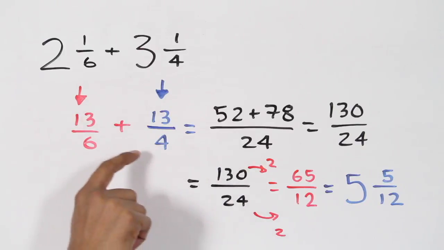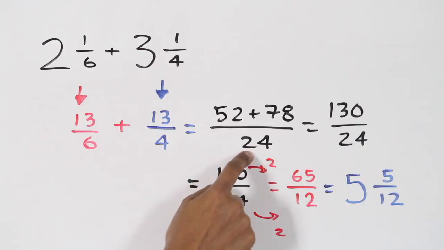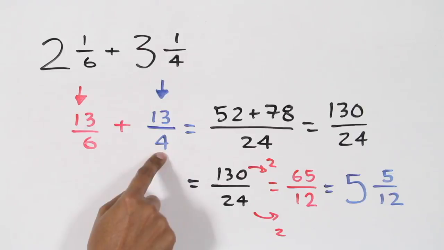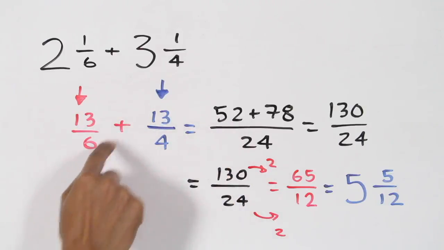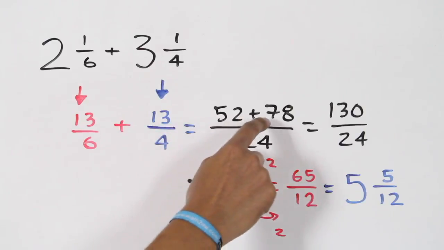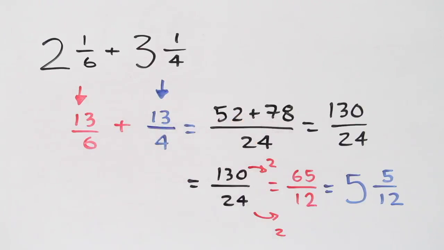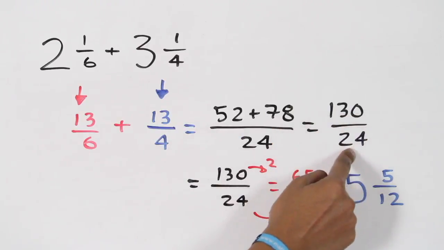First, multiply straight all the bottom numbers. 6 times 4 equals 24. Then multiply 13 times 4 equals 52. And finally 6 times 13 equals 78. We copy the same plus signs. We add them up to get 130 over 24.